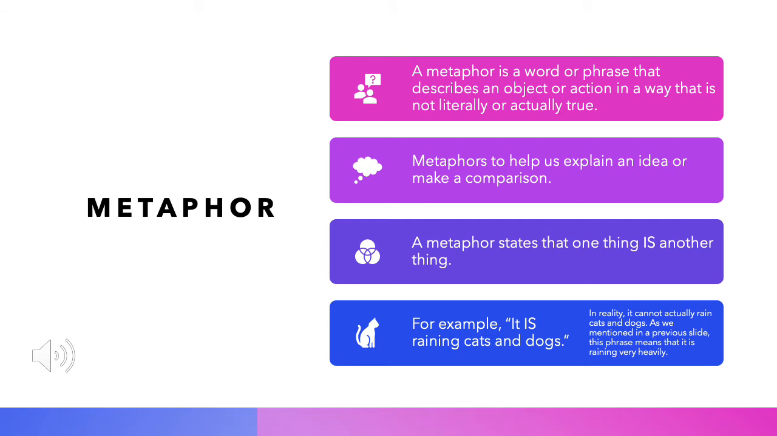What is a metaphor? A metaphor is a word or phrase that describes an object or action in a way that is not literally or actually true. Usually, we use metaphors to help us explain an idea or make a comparison. A metaphor states that one thing is another thing. For example, it is raining cats and dogs. In reality, it cannot actually rain cats and dogs. As we mentioned in a previous slide, this phrase means that it is raining heavily.